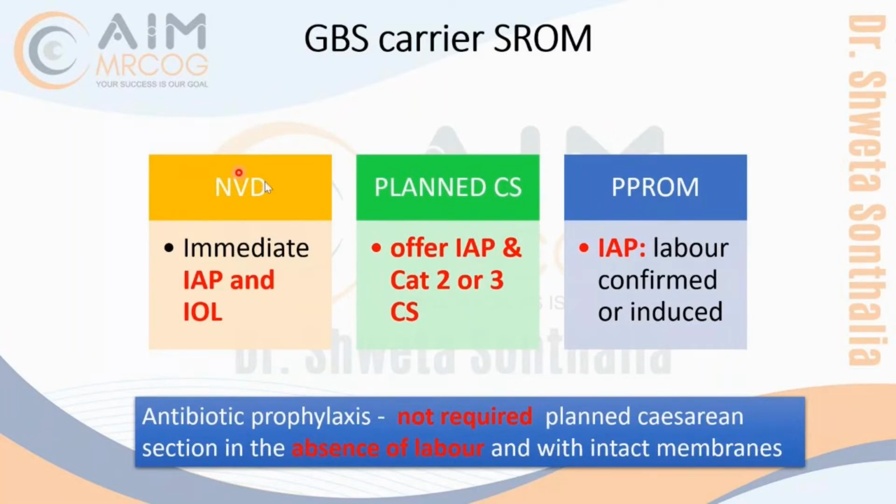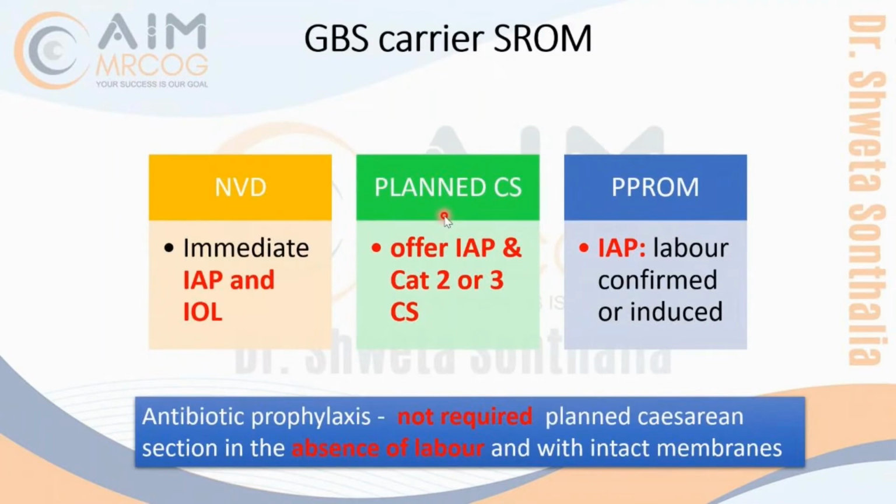Great. Yes, ma'am. Now, for planned CS, the same way, we are worried about either labor or rupture of membrane, because without that, the baby is not at risk. So, if you have planned a CS for some woman at 39 weeks, and now she came to you at 37 weeks with labor pain, what to do now?